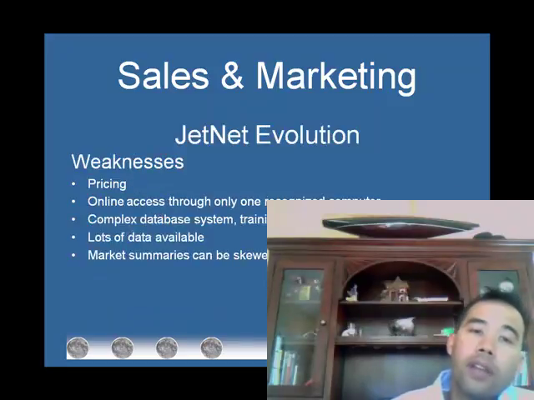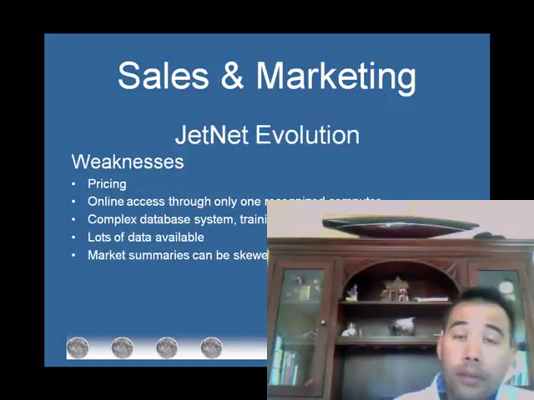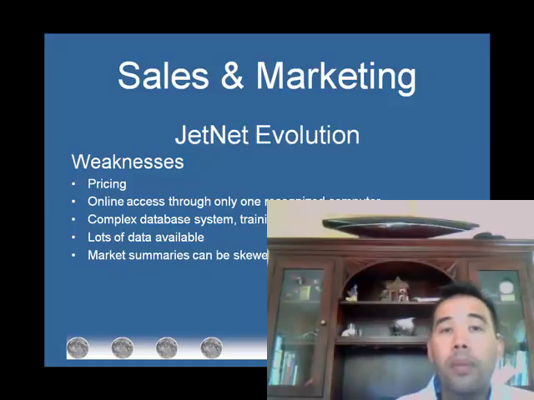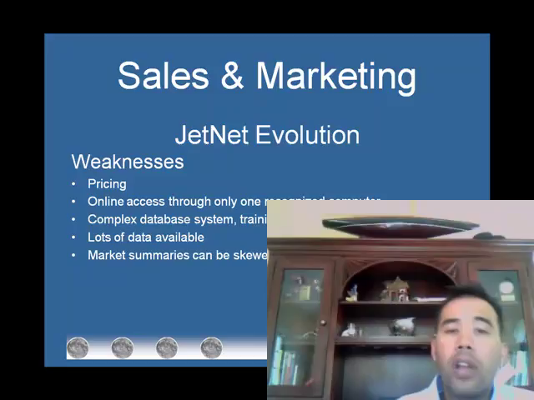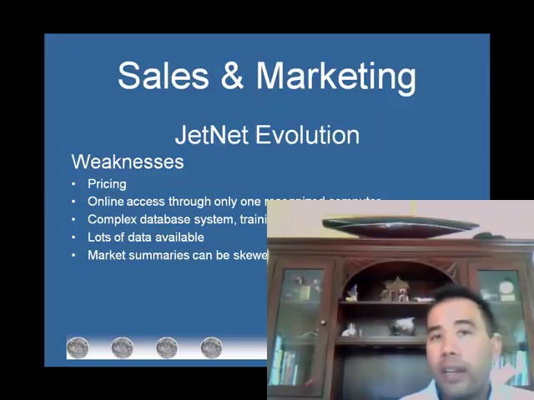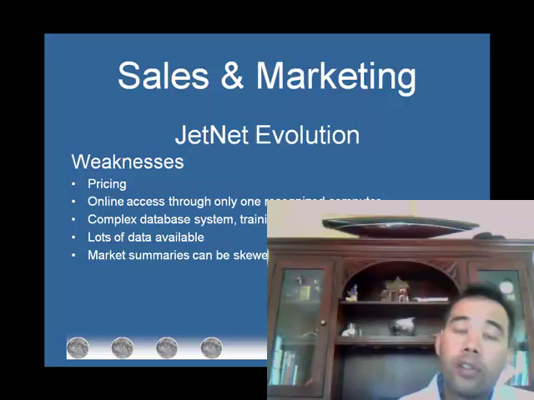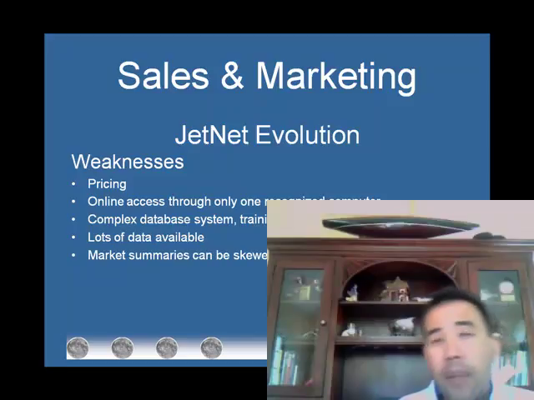Weaknesses of JetNet Evolution are pricing. This is an aircraft database company that has a sole target in really manufacturers. They know these big manufacturers will pay the premium to have this, and they do charge that. There is online access only through one recognized computer. So they issue an authorization code which actually recognizes your computer, so I can only access this database through my own computer. And it's a complex database system which requires training.